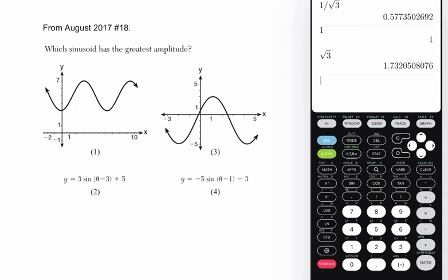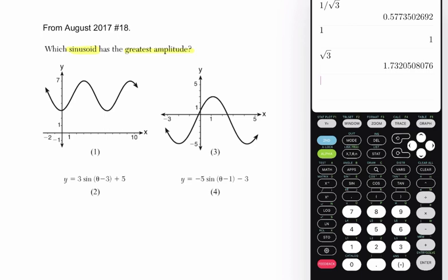Okay, it says which sinusoid? So that's a graph. That's either a sine or cosine graph. And they want to know which sinusoid has the greatest amplitude. Now, amplitude is essentially variation from what's called the average or midline, not median.